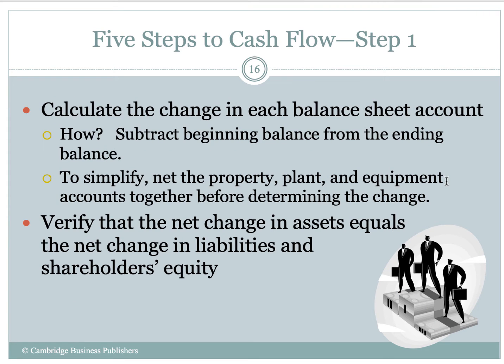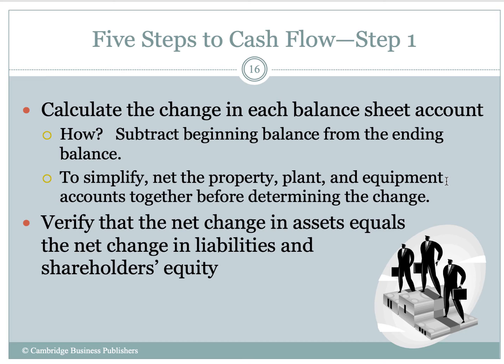Okay? So let's look at number 1. Step 1 says we need to calculate the change in each balance sheet account. That's so easy to do. We just subtract the beginning balance from the ending balance. That tells us if it increased or decreased. When we look at investing activities, we're going to simplify this. We're not going to look at each asset. We're going to look at them as a whole, right? So we're going to take the net PP&E together before we determine any changes.